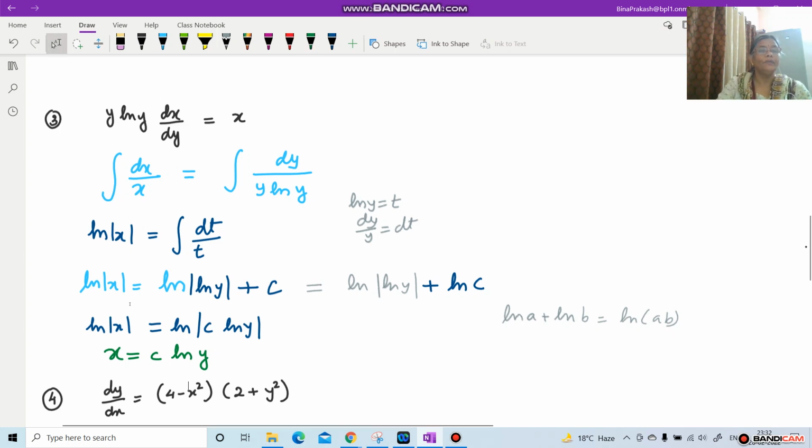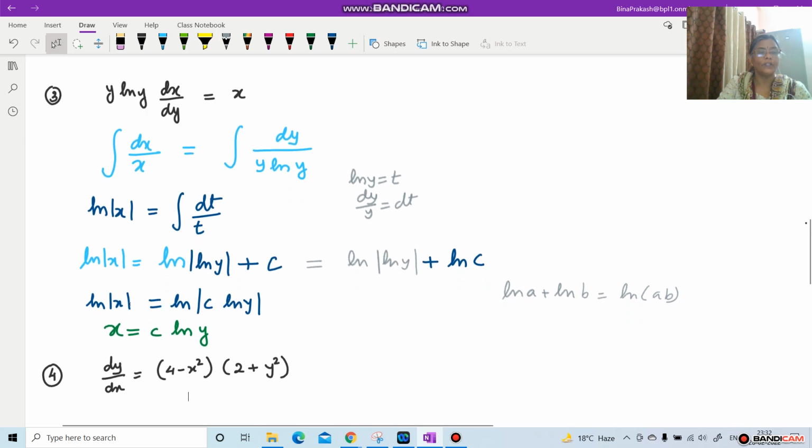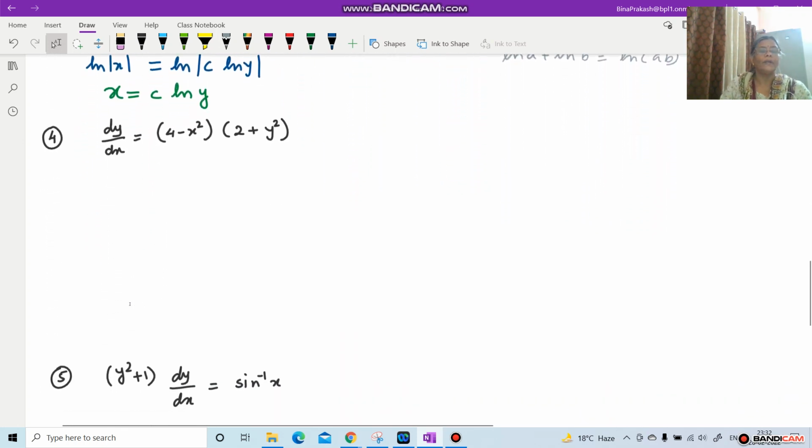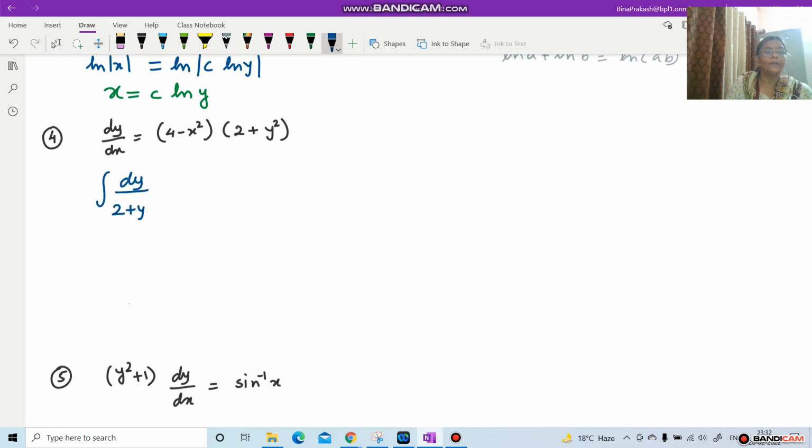Fine. Now we move on to the fourth question, that is dy on dx is equal to 4 minus x square multiplied to 2 plus y square. And we can very easily convert this expression as dy on 2 plus y square, and that is 4 minus x square multiplied to dx. So we get the integration of dy on 2 plus y square.